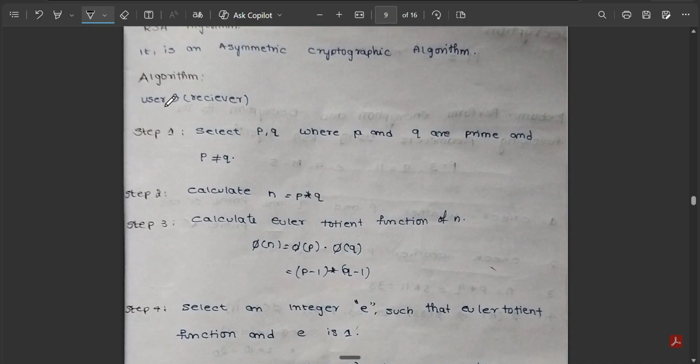In step 2, we are going to calculate the value of n, which is p into q. Once you find that, next we will move on with step 3. What does step 3 say? We have to find the Euler Totient function of n. So what will it be? Euler Totient function of n is equal to Euler Totient function of p into Euler Totient function of q. And this falls under case 3, right? Because we are able to write n in the form of a product of two prime numbers. So what will be the value? p minus 1 into q minus 1.